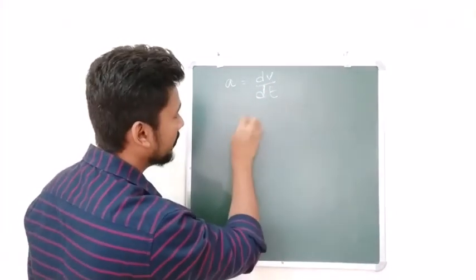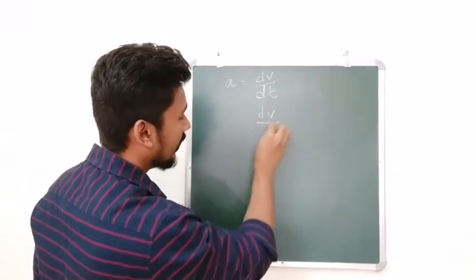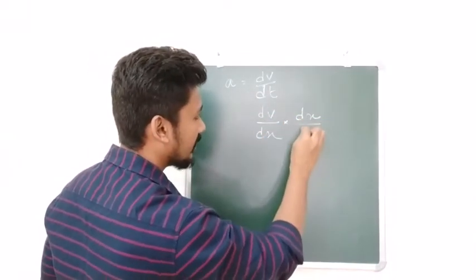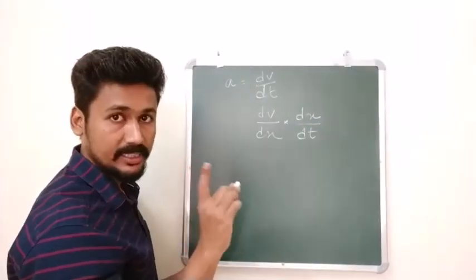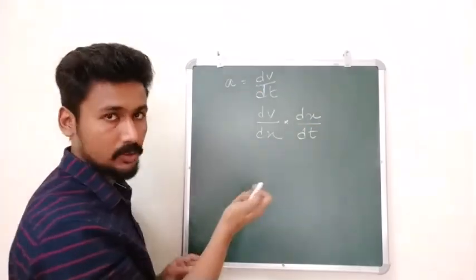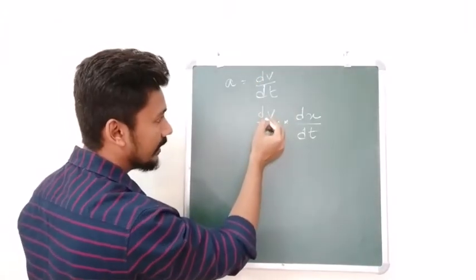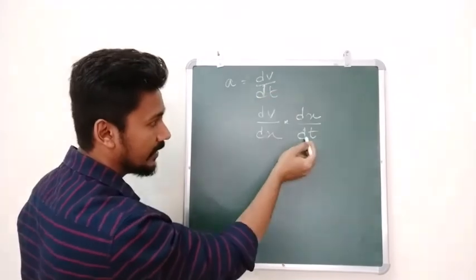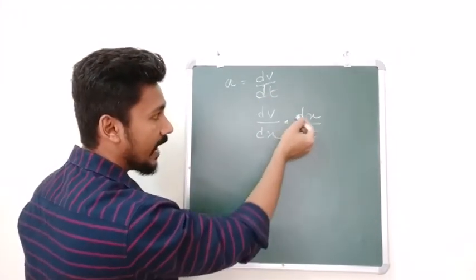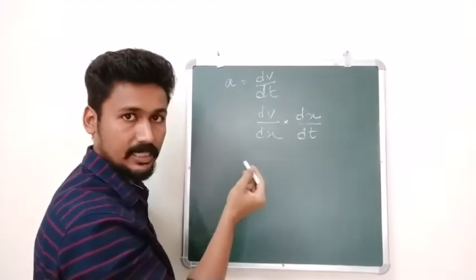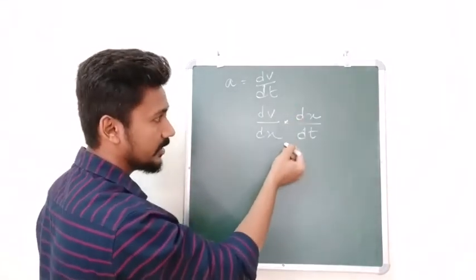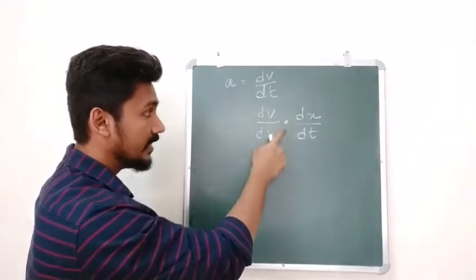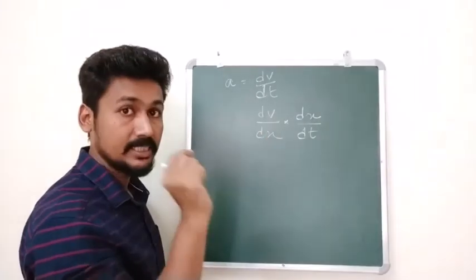So this will become dv upon dx multiplied by dx upon dt. Now note that these are the same equations. Okay, see here you have dv in the numerator, here also we have dv in the numerator, dt in the denominator, dt in the denominator. We have only added the factors of dx and dx. Okay, once in the numerator, once in the denominator. So actually we have only multiplied by 1. So that is why there is no fallacy here. That is why this equation is correct.